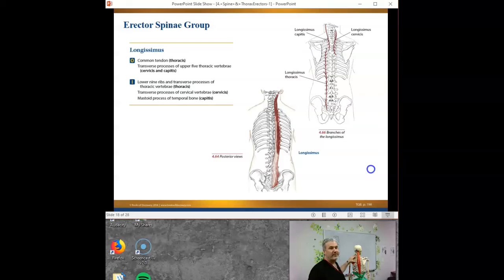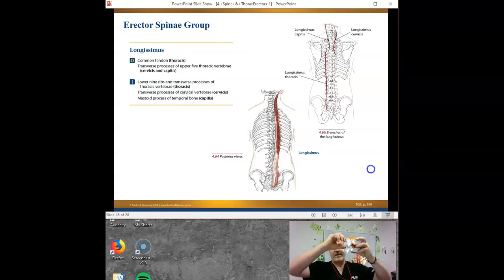Okay. So I hope the most common word you heard her say there was transverse process. Transverse process of upper 5 thoracic, transverse process of thoracic vertebrae, transverse process of cervical vertebrae, and so on. Essentially, this muscle attaches to the transverse processes, which explains why it's a little more lateral, right? The spinalis is attached to the spinous processes. These things sticking outside here are the transverse processes, and it likes to grab onto them.